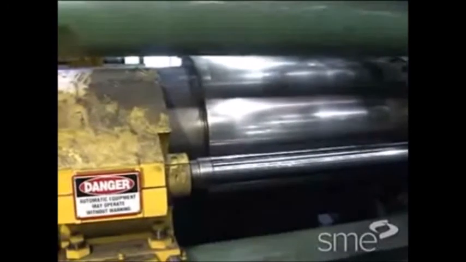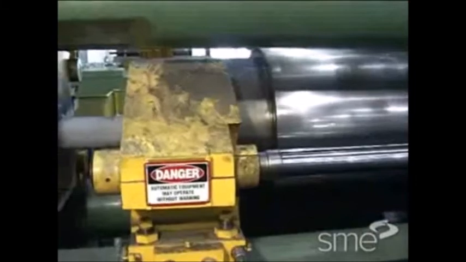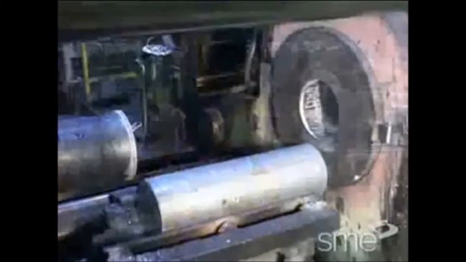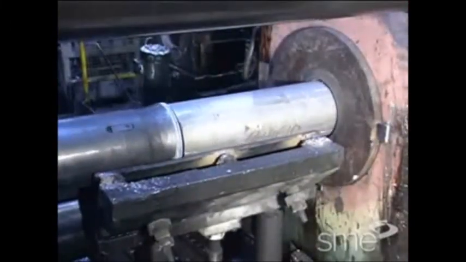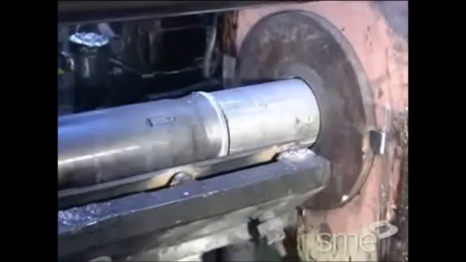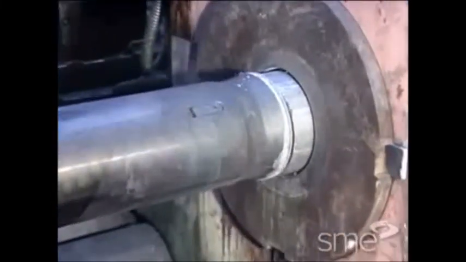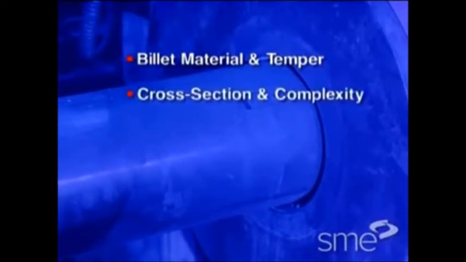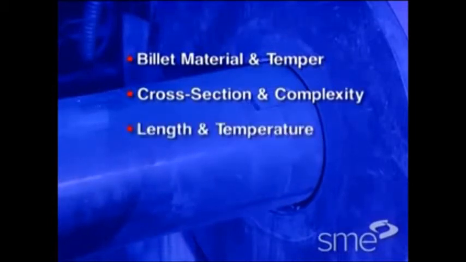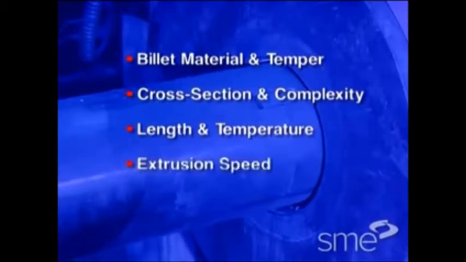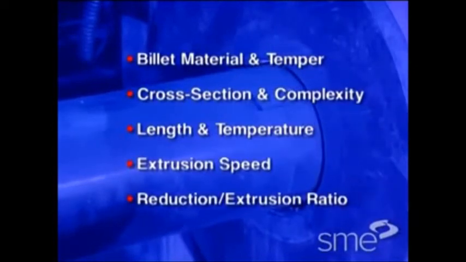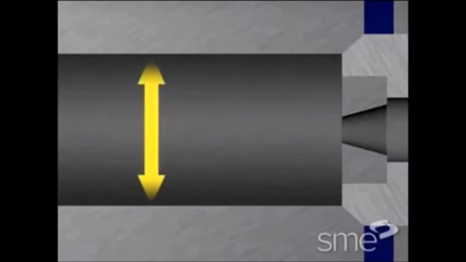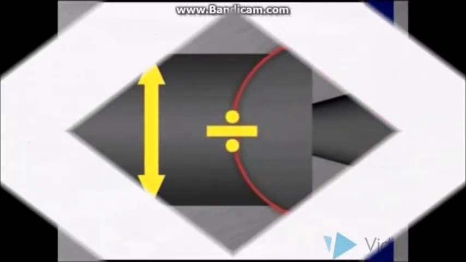Hot extrusion is most commonly performed on horizontal hydraulic presses. Hot extrusion presses are usually rated in force capacity, which translates to the amount of pressure applied to the billet. That pressure depends on billet material and temper, its cross-section and complexity, length and temperature, extrusion speed and reduction or extrusion ratio. The extrusion ratio equals the cross-sectional area of the container liner divided by the cross-sectional area of the die opening.